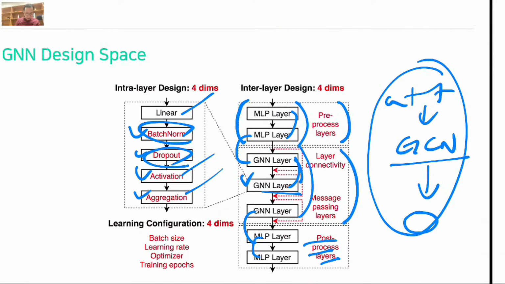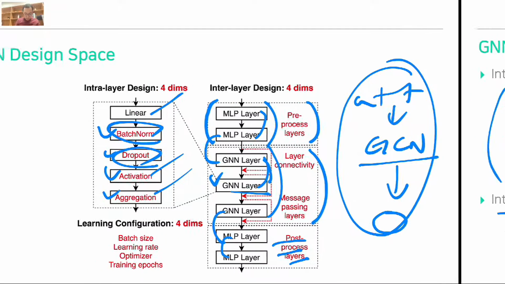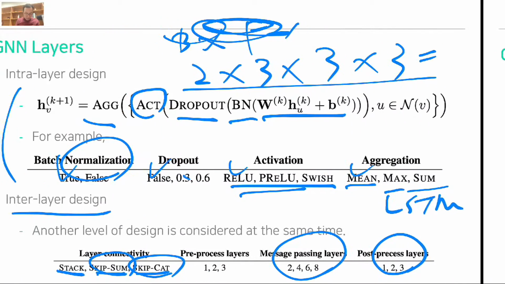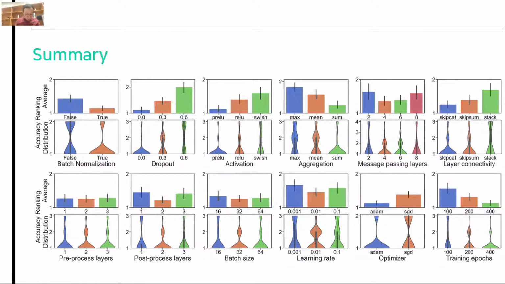So when we consider the inter-layer design as well, the possible number of choices increases. So this is a summary. Depending on the batch normalization, they tried to see whether there exists a general recommendation.